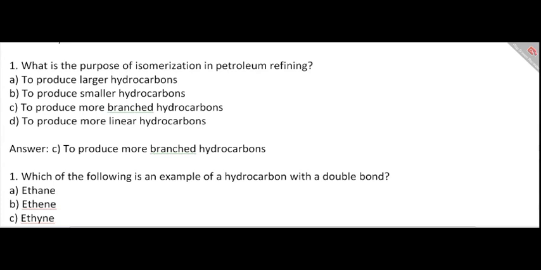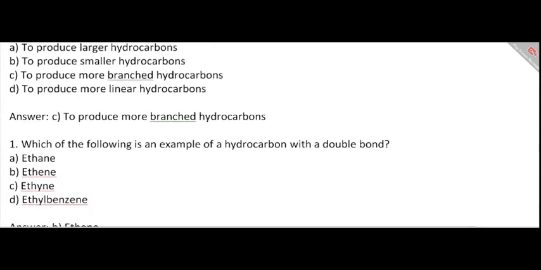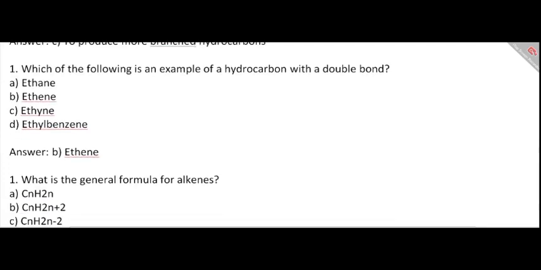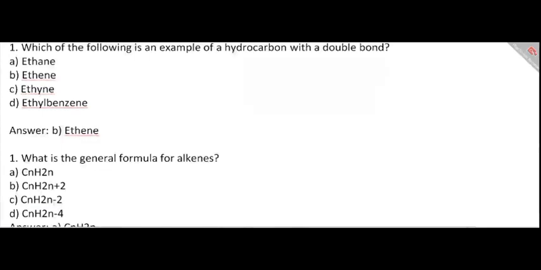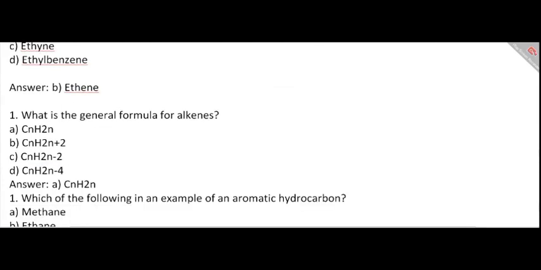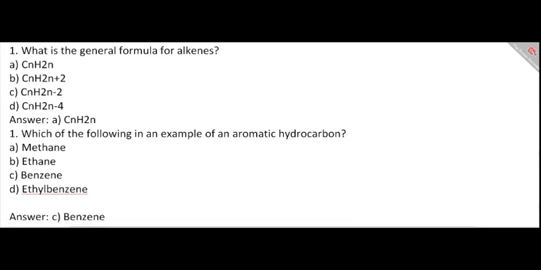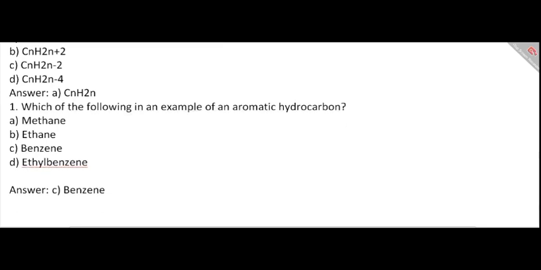Which of the following is an example of a hydrocarbon with a double bond? Obviously, double bond is for ethene, triple bond is for alkyne, for ethyne. The general formula of alkene is CnH2n, no minus 2, no plus 2 is needed. A is the correct answer. Which of the following is an example of an aromatic hydrocarbon? Methane, ethane, benzene, ethyl benzene. Option C is the correct answer.